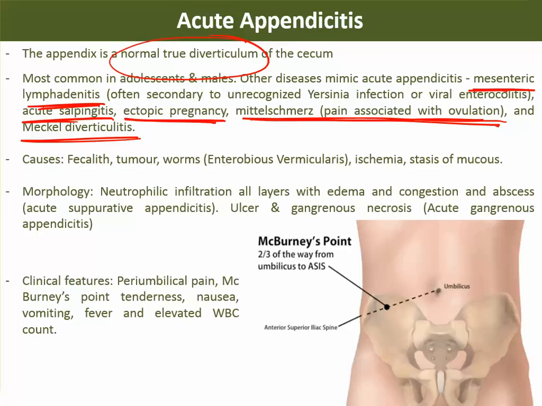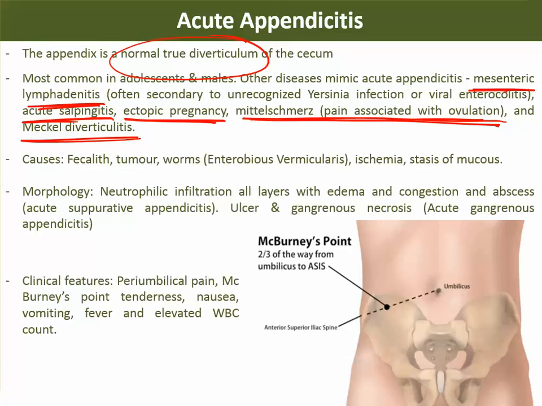Now why I am telling this is, I put only the females here, because females have fallopian tubes and ovulation, so this all creates pain in them, so that also looks like acute appendicitis.